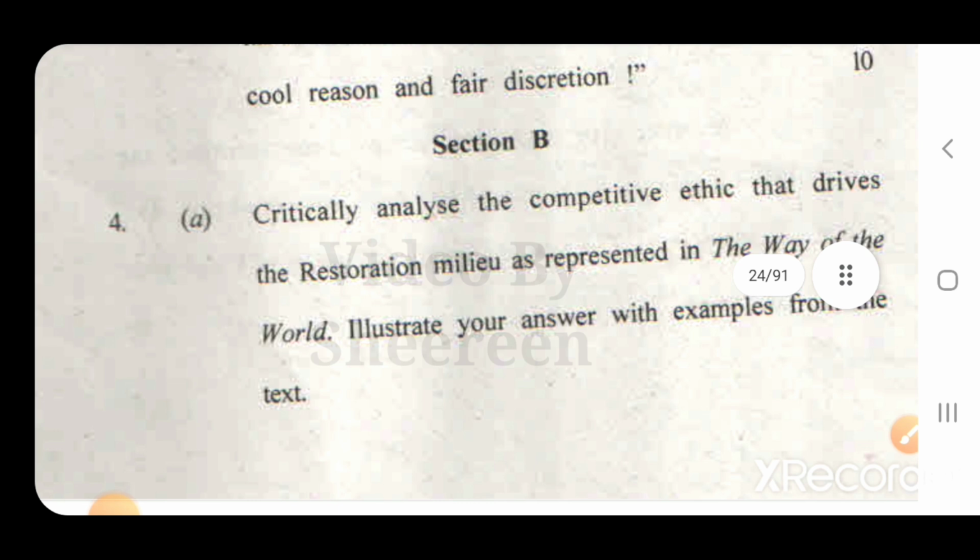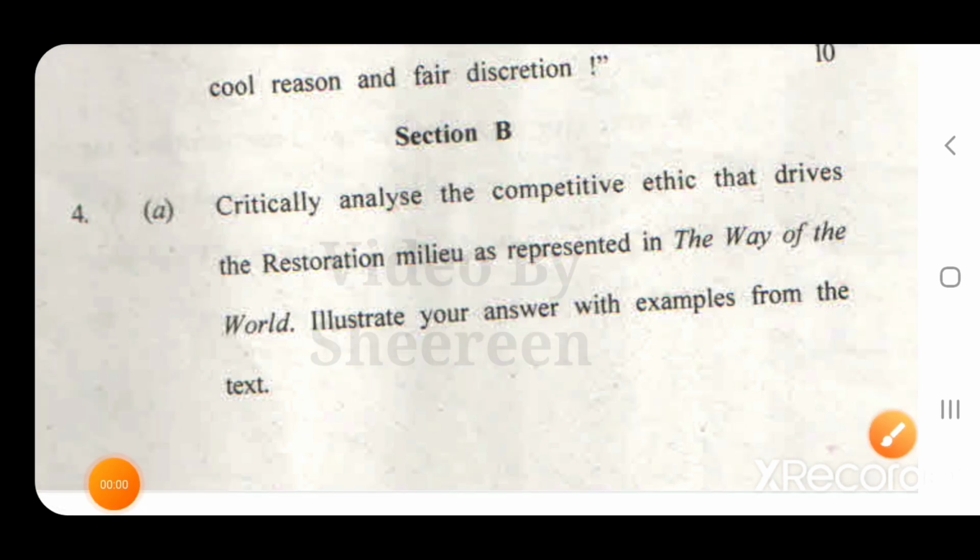Now we have come to Section B. यहाँ से 15 marks के question शुरू हो गए हैं. So fourth question is, critically analyze the competitive ethic that drives the restoration milieu as represented in The Way of the World. Illustrate your answer with examples from the text.